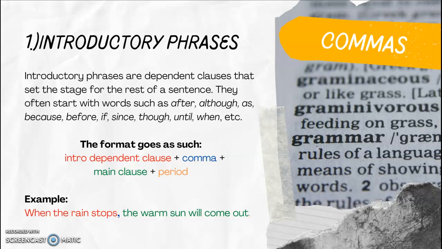You can see an example of this below in the sentence that says, "When the rain stops, comma, the warm sun will come out." When the rain stops introduces the sentence, and our main clause is, "The warm sun will come out," with a comma right in between the two.